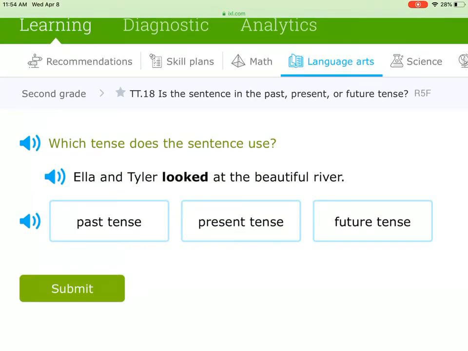All right, so I'm going to post the lesson on Shobi so you know exactly which IXL lesson to get done.